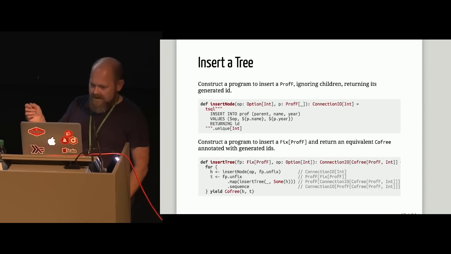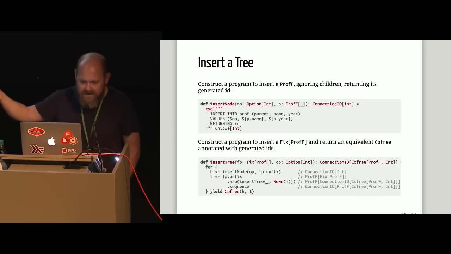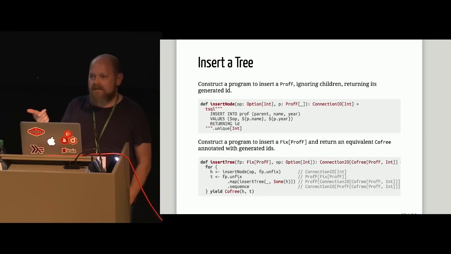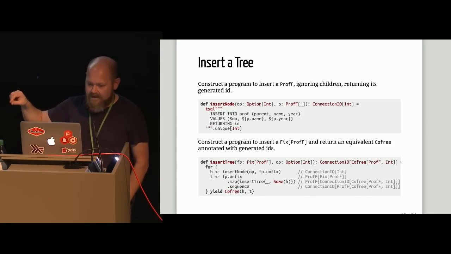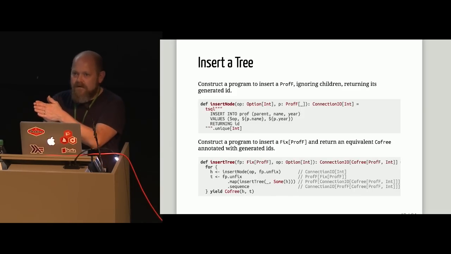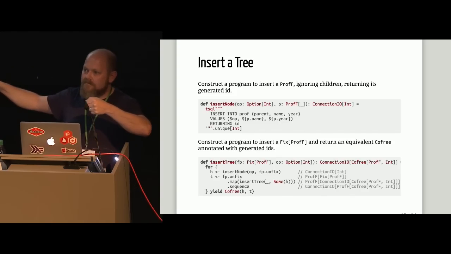So now we can do fp.unfix. That gives us our PropF. We can map that insertTree method again. We can call ourselves recursively by mapping it. And then we get back a PropF of ConnectionIO. So what does that mean? That is a PropF whose children are programs that insert the subtrees.